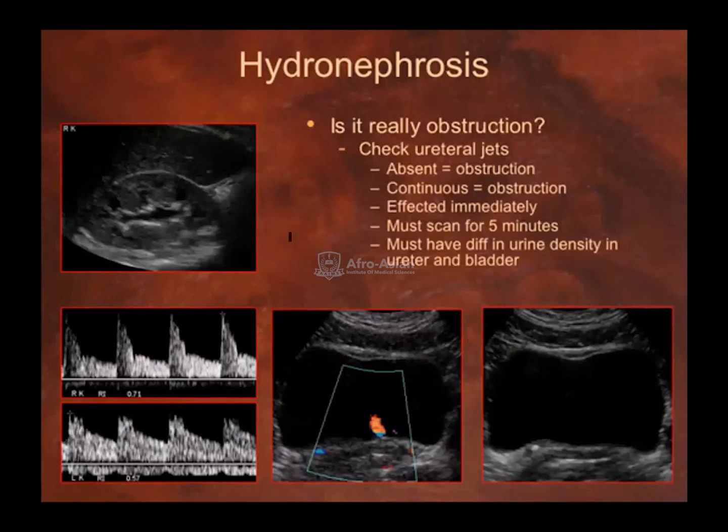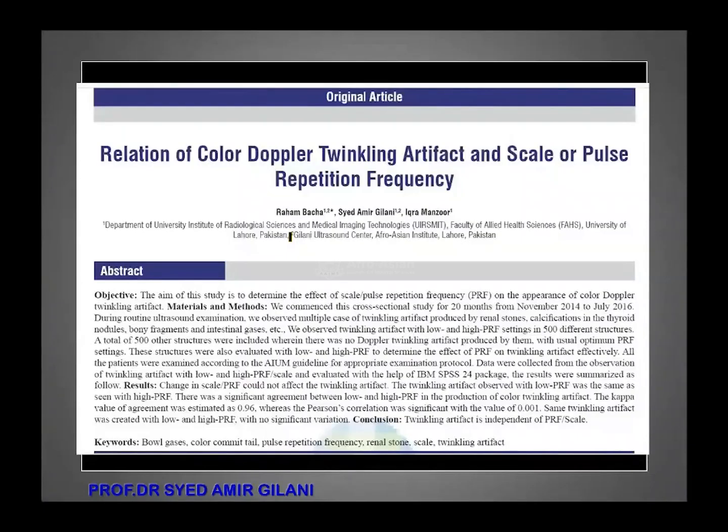We had this publication with Dr. Rahim Bacha and Dr. Ikra Manzoor about the relation of color Doppler twinkling artifacts and scale or pulse repetition frequency, because the sound waves are striking the stones and coming back, so the stone is moving, and that movement of the stone gives twinkling sign colors on color Doppler.